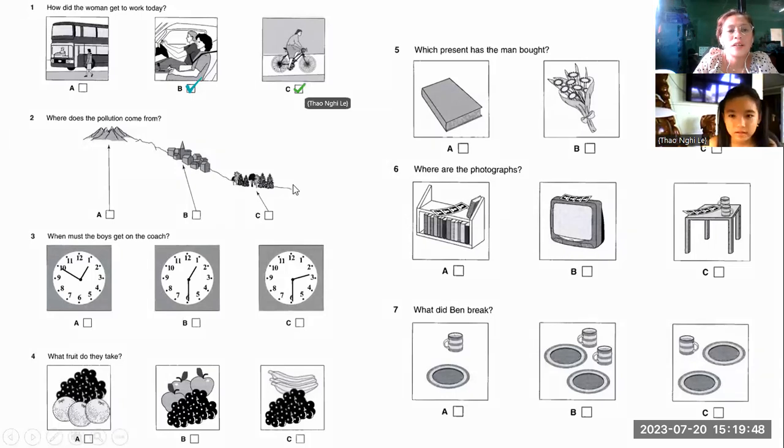Two. Where does the pollution come from? Correct. Three, forests. Three. When must the boys get on the coach? It's letter A. Okay, what fruit do they take? Oh, it's letter C. And which present has the man bought? Oh, correct. It's a book. And where are the photographs? On the table. Yes, on the table. And what did Ben break? Okay. Yay.